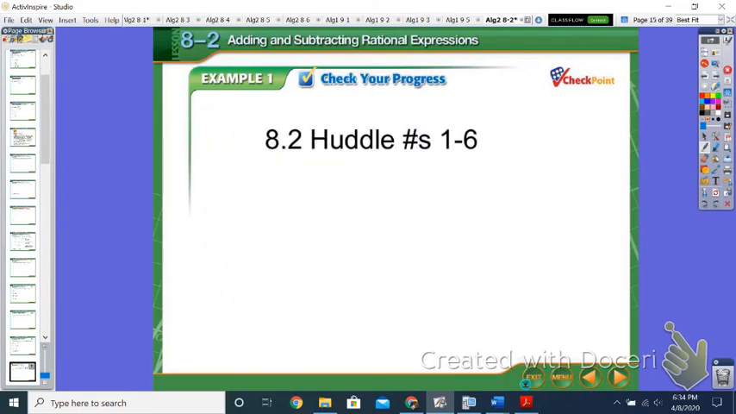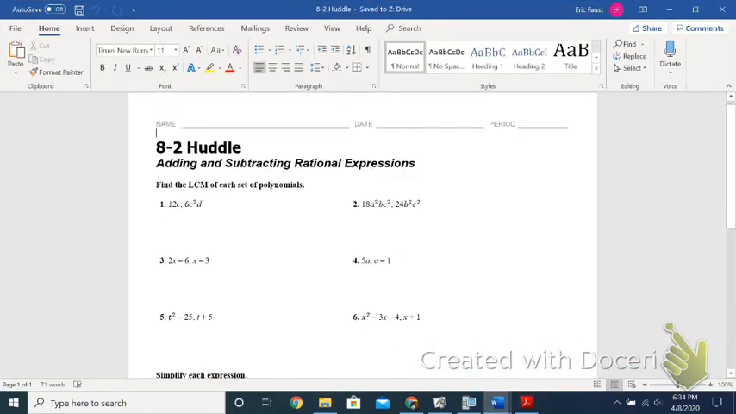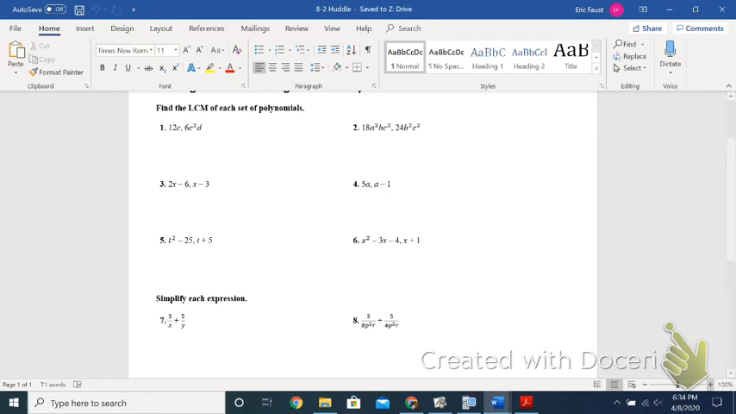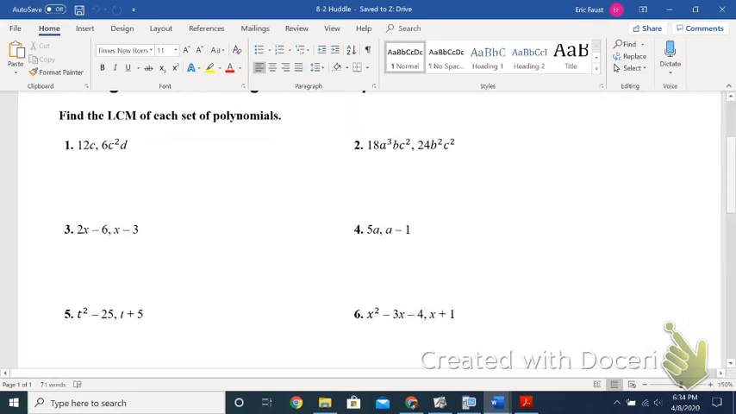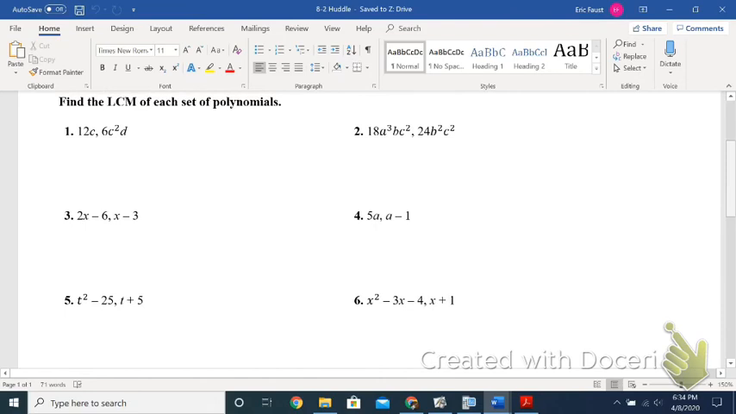All right, 8-2 huddle numbers 1, 2, 6. All right, so you're looking at this. All that it's having you do is find the LCM. So some of these are a little bit trickier than the examples in the notes, but give them a try. I'll give you the answers and maybe explain if I can find anything to explain. Pause now.